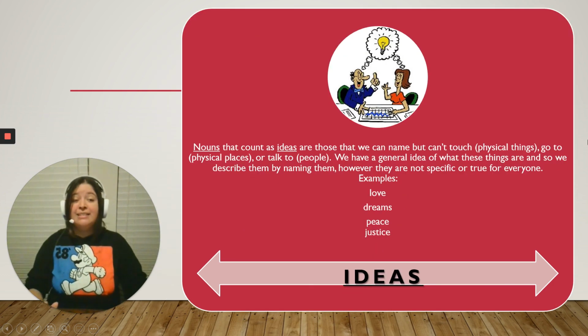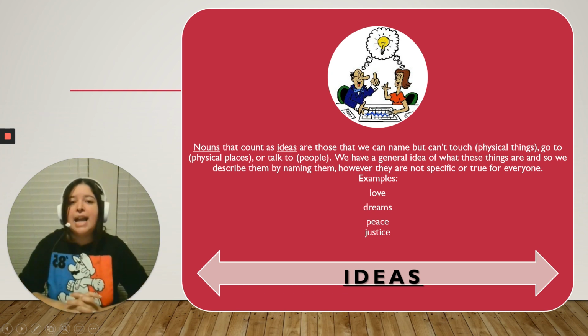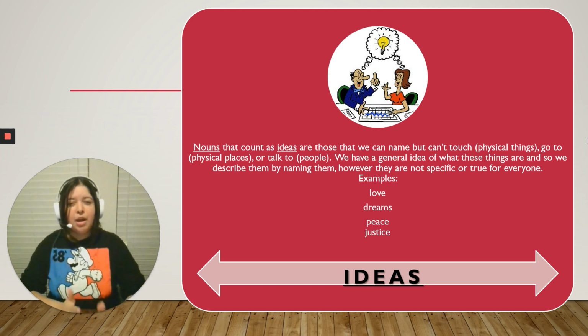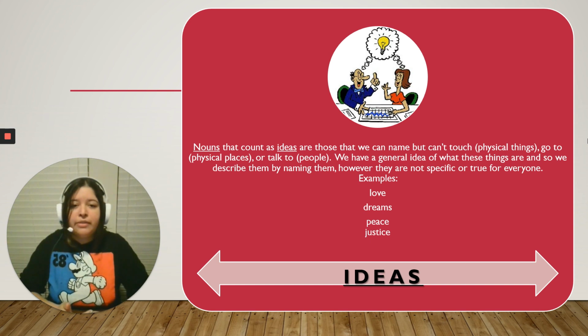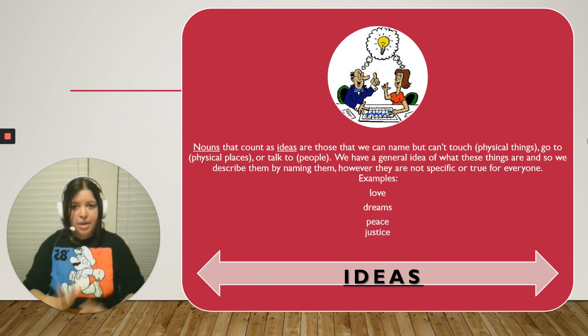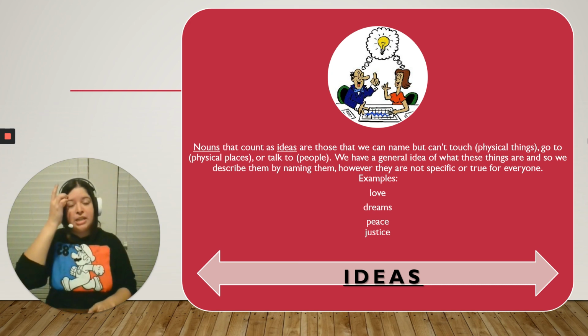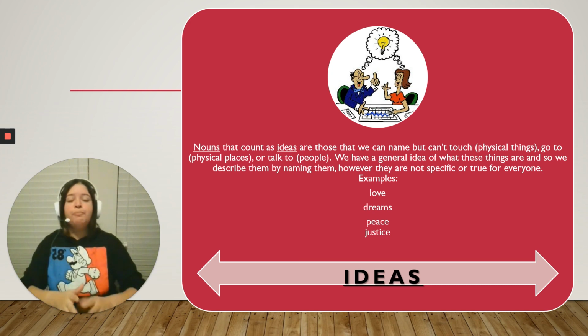And finally, let's take a look at ideas. I think that the ideas are the most complicated one. Notice that I do not have two columns this time, I only have one. And let me explain to you why, and what ideas are in the grammar world.